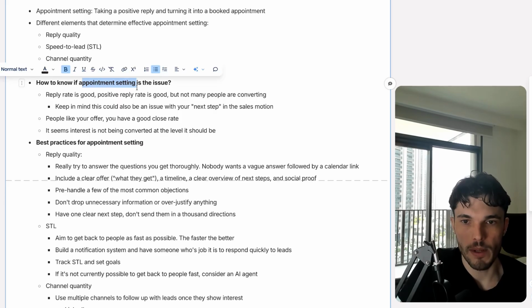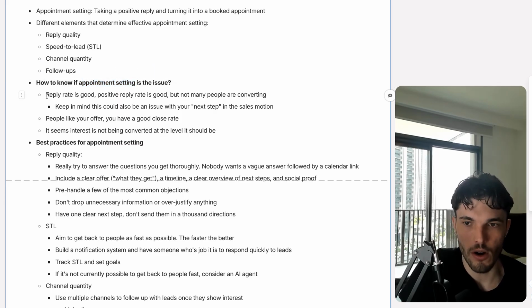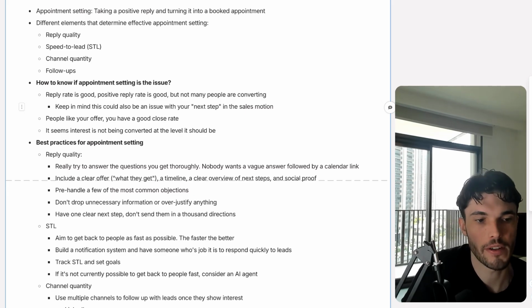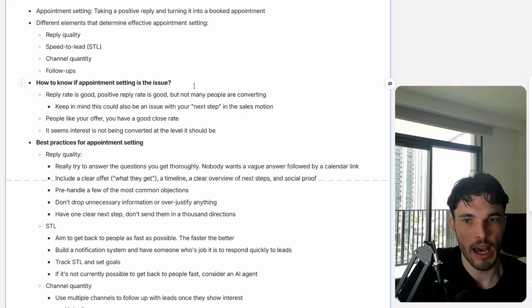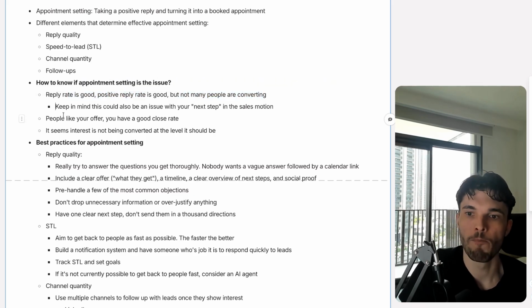So how do you know if appointment setting is your issue? Some indications are your reply rate is good, positive reply rate is good, but not many people are converting. What you have to keep in mind is that if this is the case, it could also be an issue with your next step in the sales motion. Maybe people are just responding because, yeah, whatever, I'll take this lead magnet, but then the lead magnet doesn't lead anywhere essentially. So that could also be an issue here. But again, this is an indication. Reply rate is good, positive reply rate is good, but people are not booking meetings.